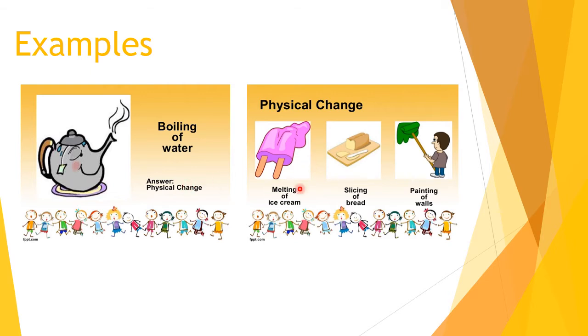The second, here we have melting of ice cream, slicing of bread, and painting of walls. All of them are called physical changes, since the identity of the substance remains the same. The substance does not change or transform into another substance.